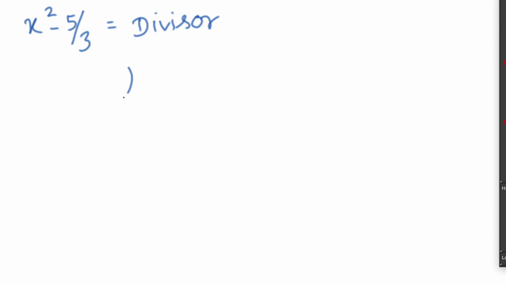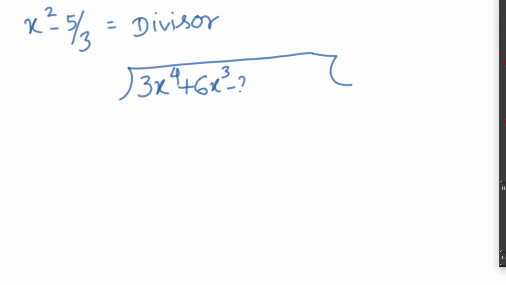So now we will divide p of x by the divisor which we got after multiplying the two factors. The given polynomial is 3x^4 plus 6x cube minus 2x square minus 10x minus 5. Now we will write the divisor here, x square minus 5 by 3.